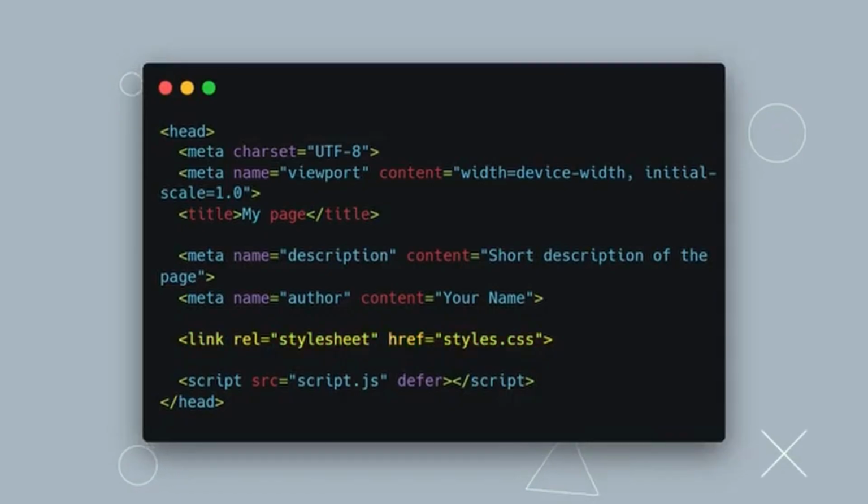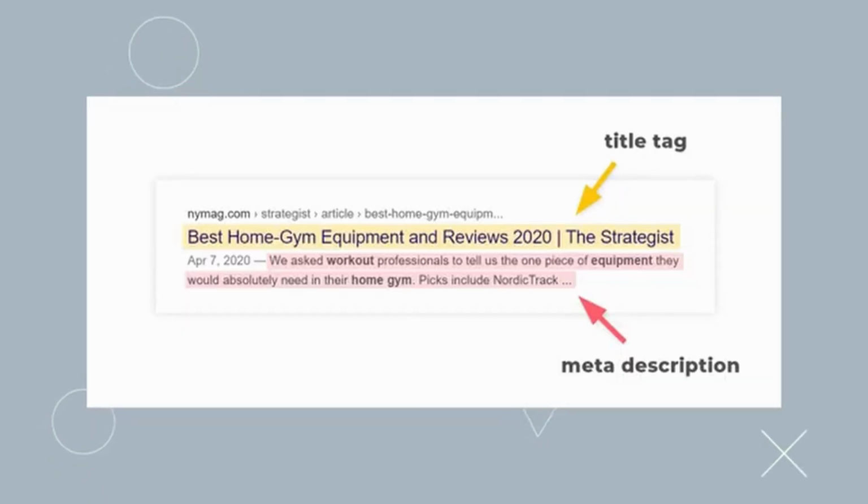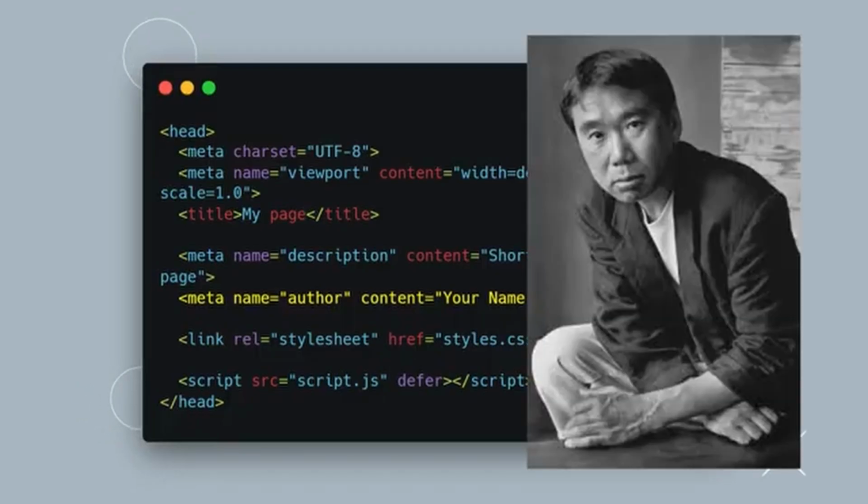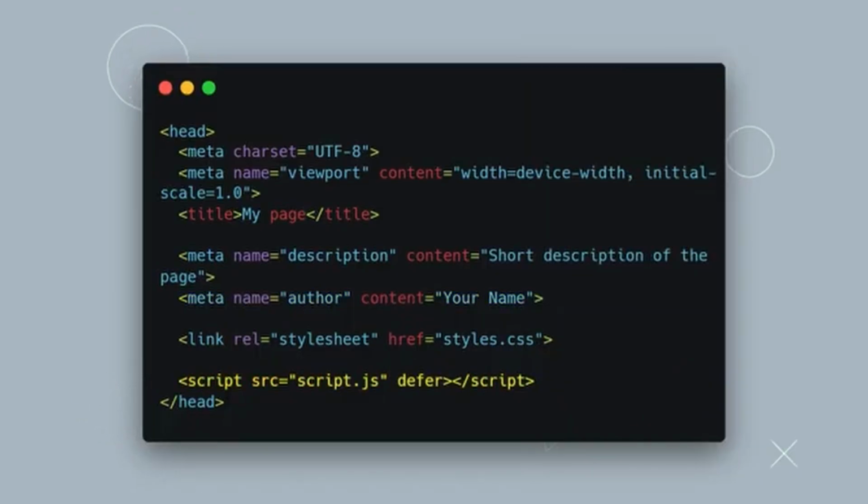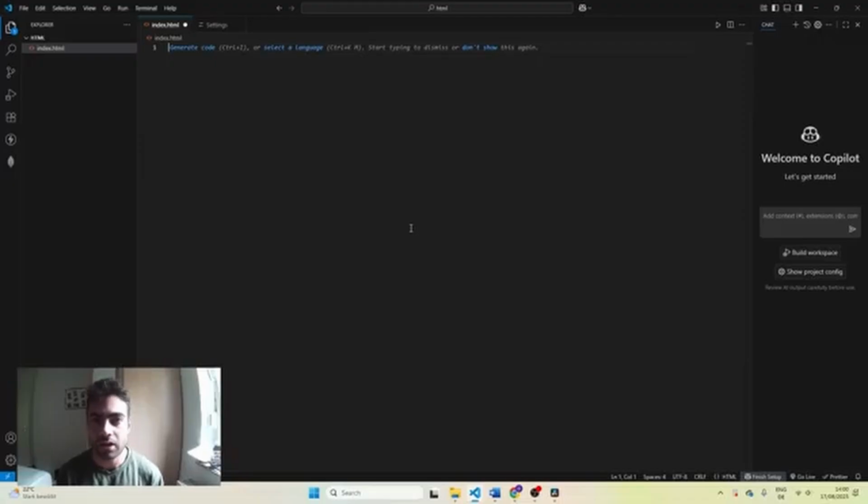The link tag is used to connect your CSS files to your HTML file. Meta name description is important to create a description for your website and is basically the description that shows up in the Google search results. Meta name author defines the author of the page. The script tag is used to load your JavaScript files after HTML is parsed. So let's take a look at the head inside of Visual Studio Code.